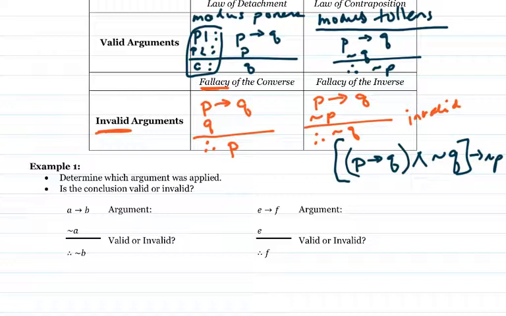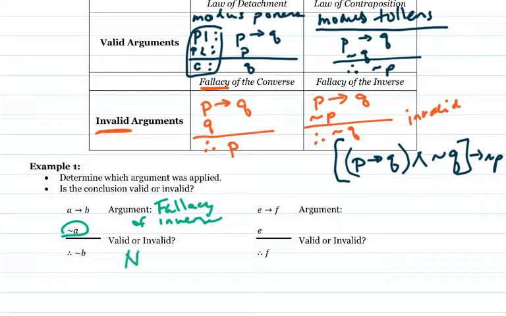This looks like the fallacy of the inverse. So the argument was the fallacy of the inverse, because we have that negation of the premise and the negation of the conclusion. That is not valid. So we would call it invalid.